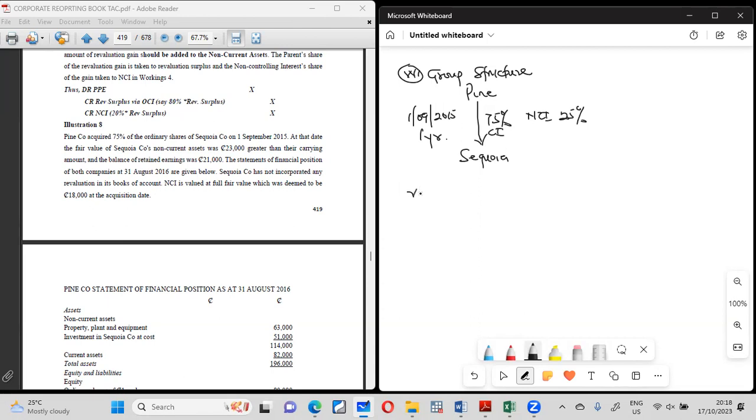Then workings 2. What is workings 2 about? Net assets. Fair value of net assets of the subsidiary. So who is the sub? You put the name there. All right. At acquisition, at reporting, then post acquisition.